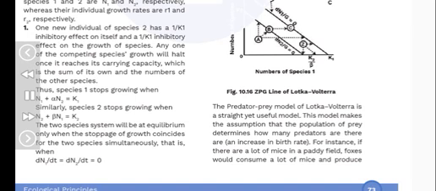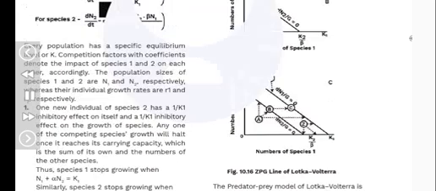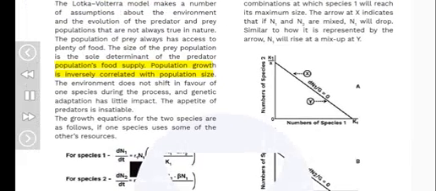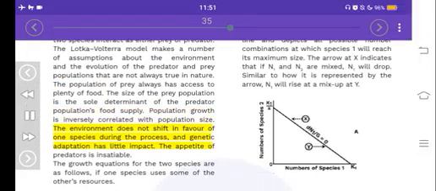The population of prey always has access to plenty of food. The size of the prey population is the sole determinant of the predator population's food supply. Population growth is inversely correlated with population size. The environment does not shift in favor of one species during the process, and genetic adaptation has little effect. The appetite of predators is insatiable.